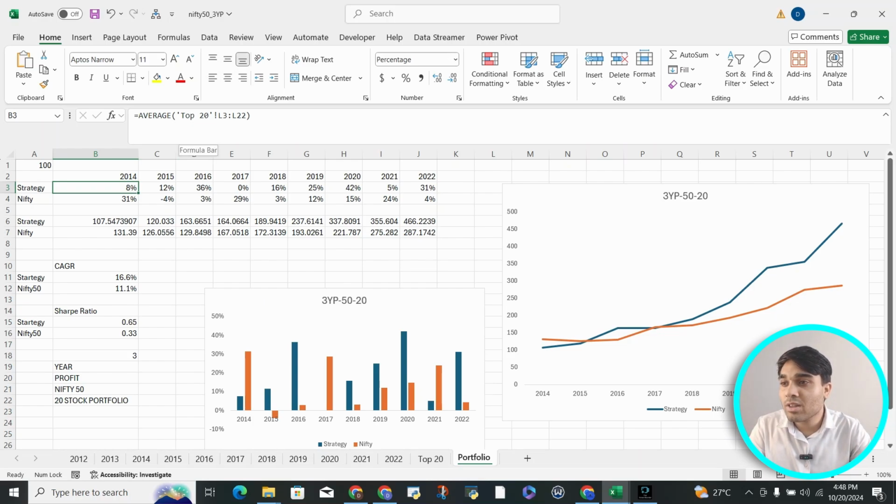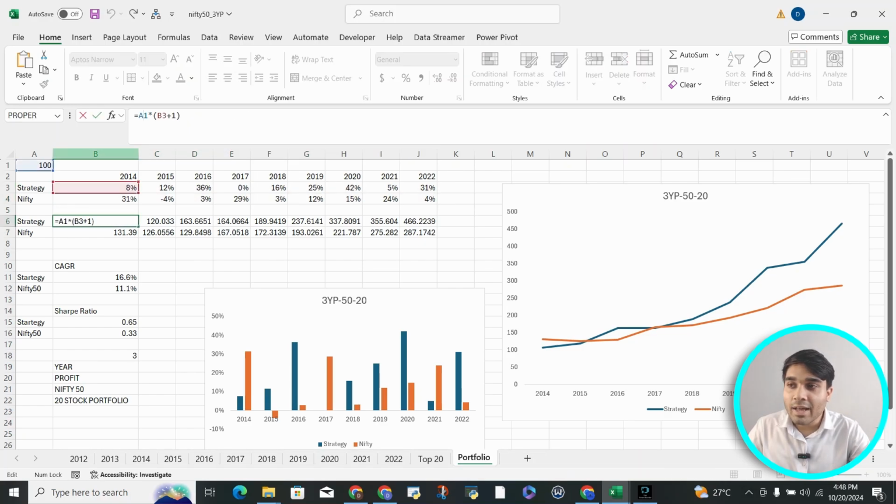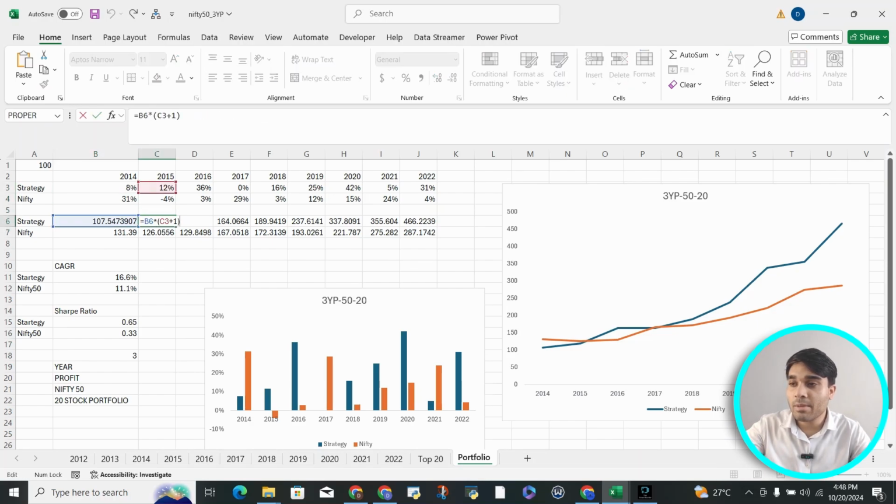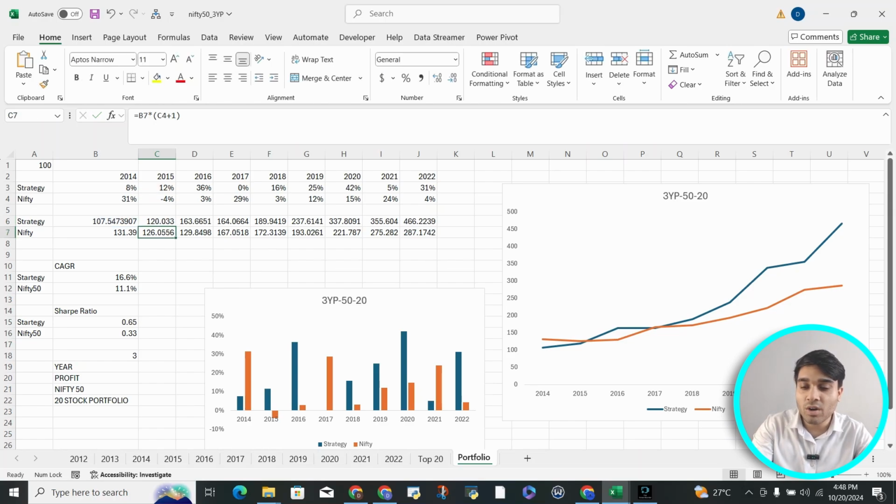So you can see the averages are here, and the return of Nifty in all of those years is also written here. Once I had all of these combined together, I created a strategy where I'm taking 100 rupees as a base and giving 8% increment in the first year. That is 100 multiplied by 1 plus 8%. That is my first year of the strategy, and it kept on continuing for all the years, and it will change dynamically. It will take the last year's base and then give me 12% and then 36% and whatnot.